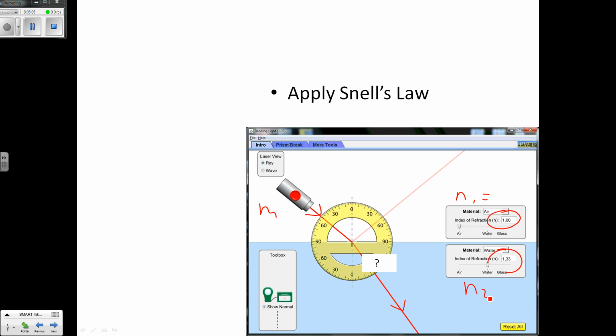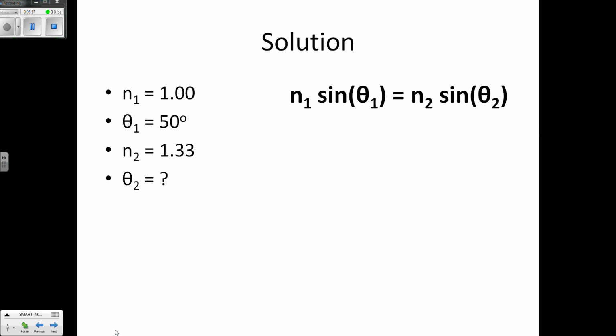As for the angles, I have a protractor. We have to measure our angle always from the normal line. The normal line is already shown in this image, so it's that dotted line that is at a right angle to the surface. So I'm measuring my angle right here, and since that's on the side that the light is coming from, that's going to be my theta 1, or angle 1. Here there's a big question mark for what my theta 2 is, so that's what I would be solving for in this particular problem. So if I write out my variables, n1 is 1.00, theta 1 is 50 degrees, n2 is 1.33, and theta 2 is what I'm looking for.